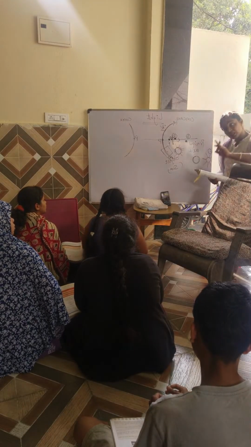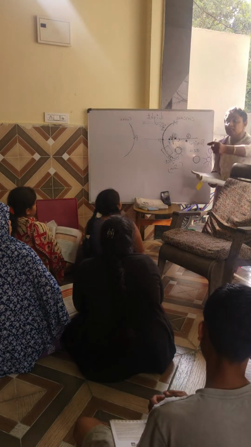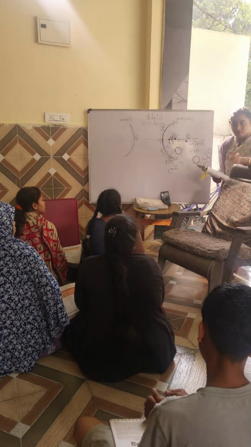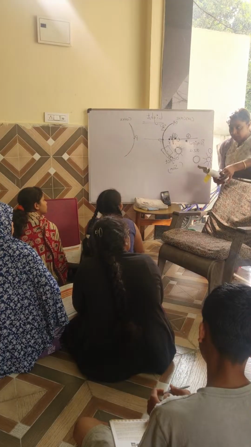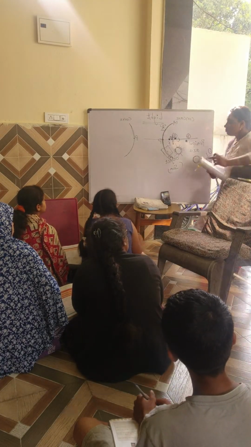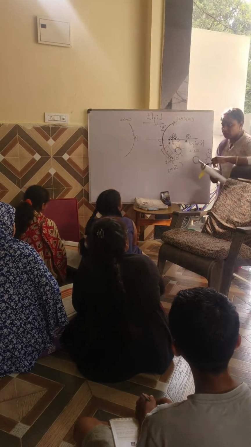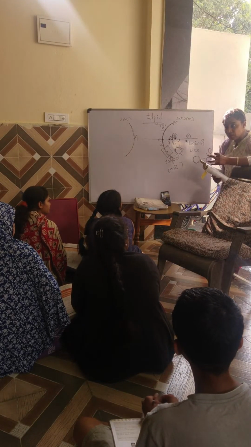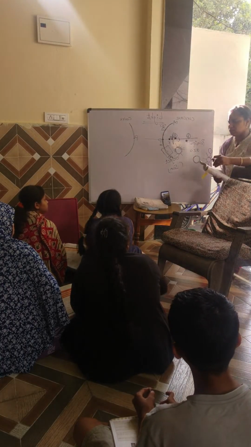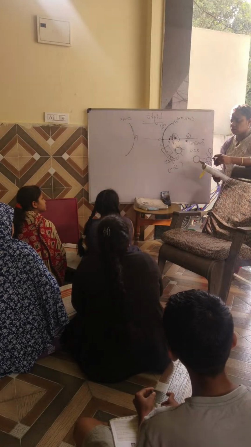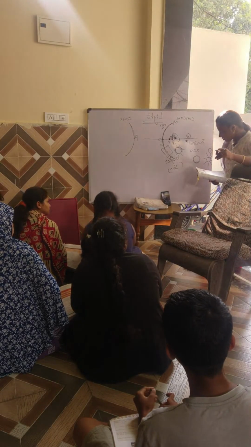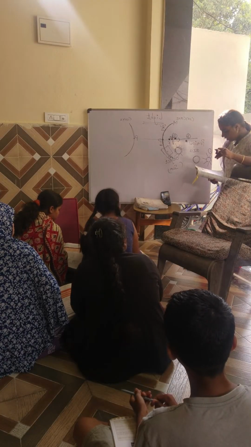When you keep the object between C and F, see the terms: center of curvature, focal length, this point. What is P? Pole. If you understand these terms, you will understand image formation. That is the only topic, nothing else. So, between C and F, the image is beyond C, enlarged, real and inverted.